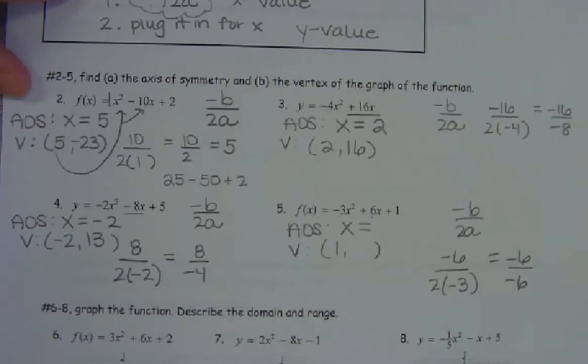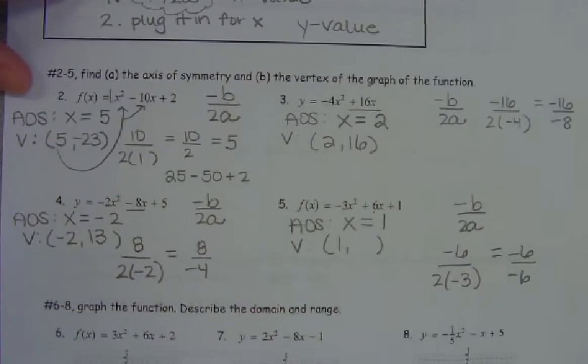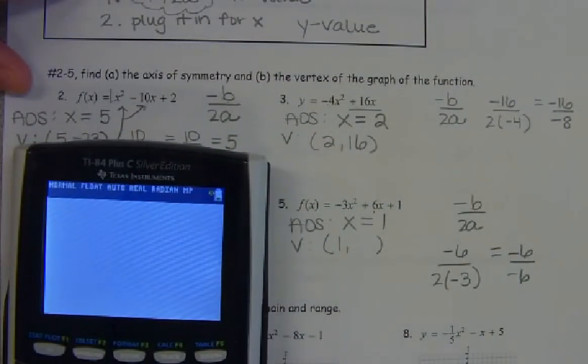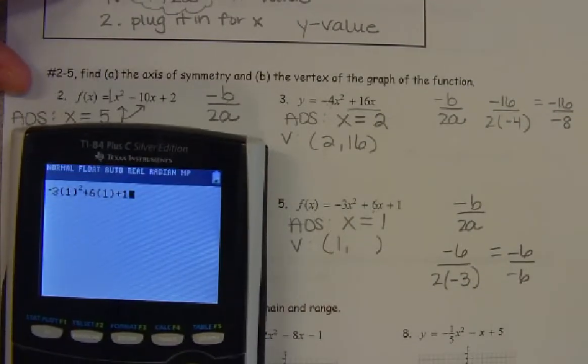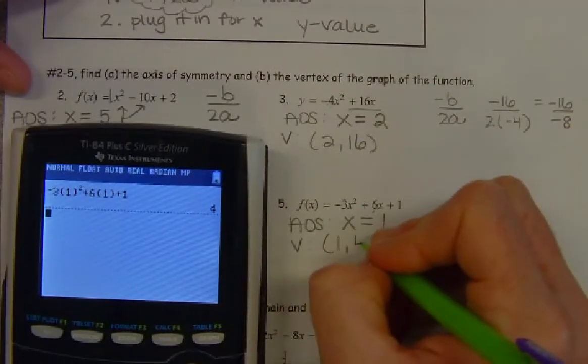Once I know my vertex is 1, my axis of symmetry is x equals 1, and I just take and plug in that 1. And again, you can punch this on your calculator. You could also plug it in in your head, and it looks like my y value will be 4.